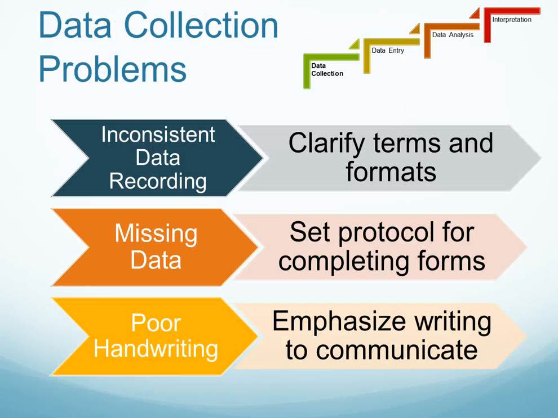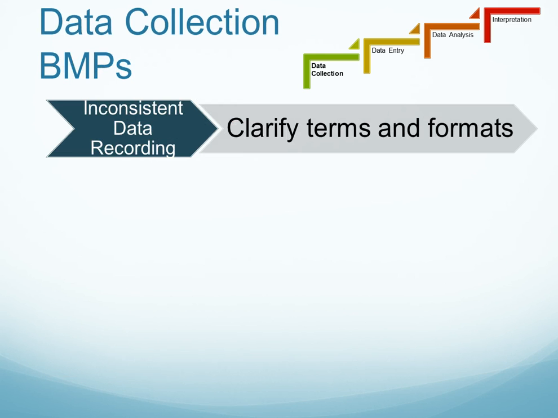There are certain problems that are associated with data collection, and what I'm going to focus on now are the problems that are associated with recording data. First, inconsistent data recording, how to deal with missing data, and then poor handwriting are all problems that occur with data recording. Let's examine each of these and what best management practices we can use to avoid them.